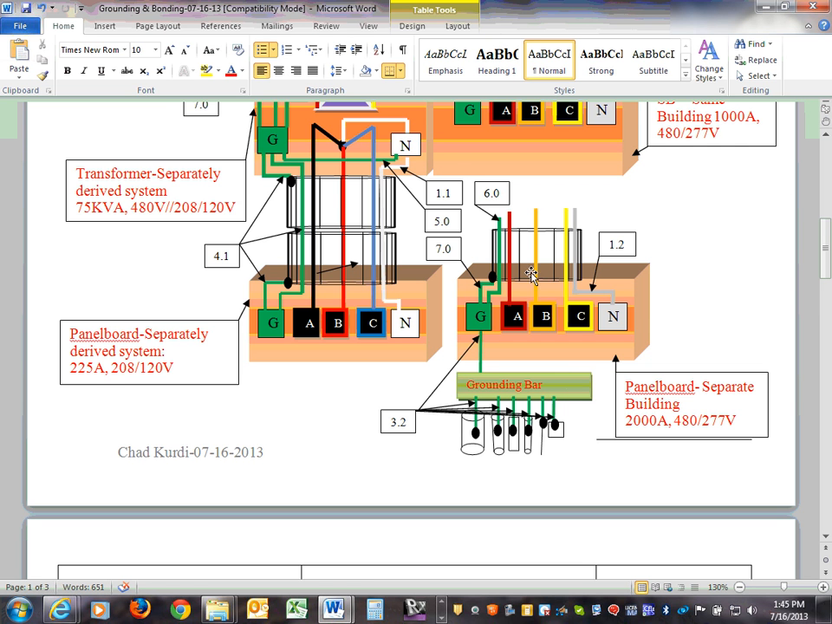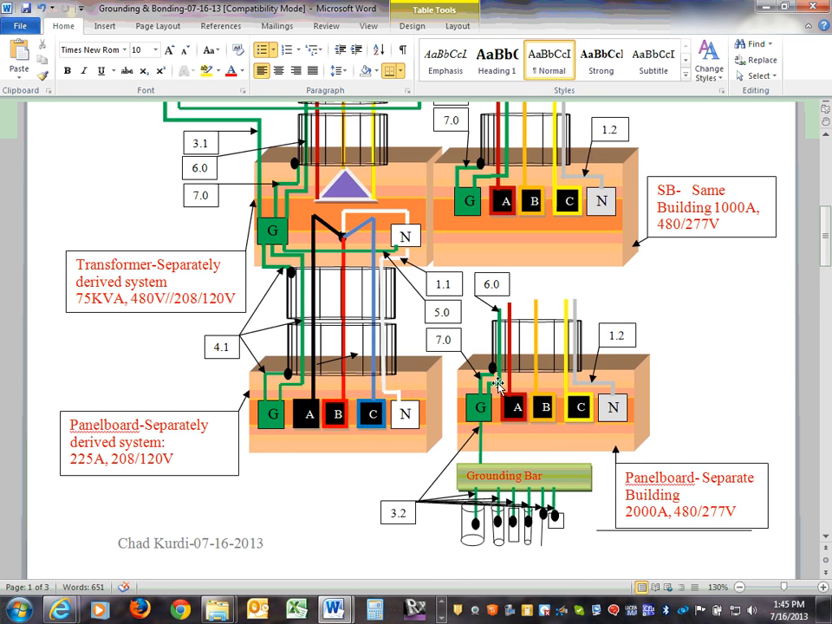So that's my grounding at the second building. I'm sure you guys do the same thing. As long as we're in the second building, there's another thing required in the second building, which is a disconnect for the building, as you're familiar with.